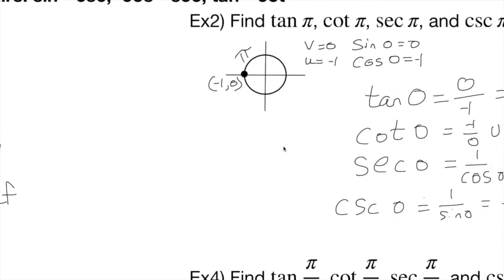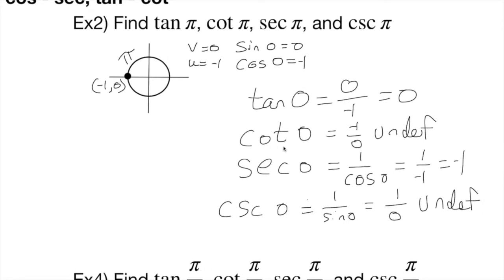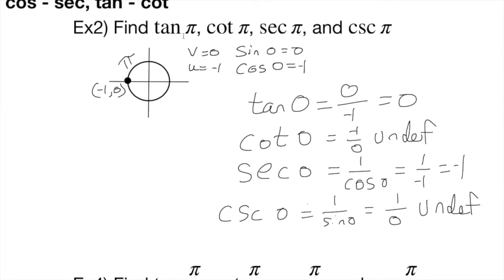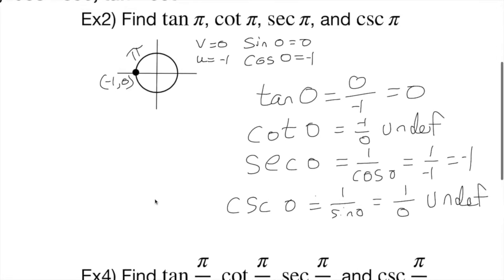Here's a second example. If you want to find any of these, tan pi or cotangent of pi or secant of pi, cosecant of pi, you draw a unit circle. That's the first step. You have to figure out where the distance of pi is along the unit circle from the starting point over here. That's halfway around the circle. That's pi, and it's at the point (-1, 0).